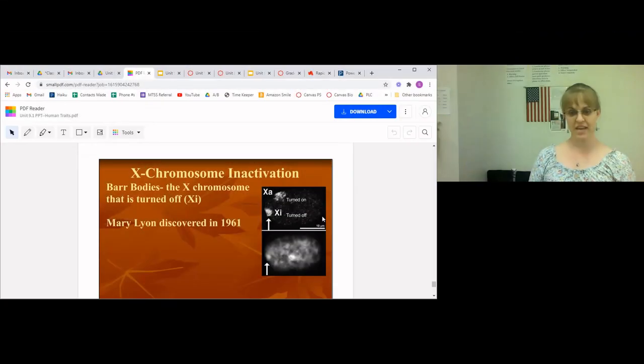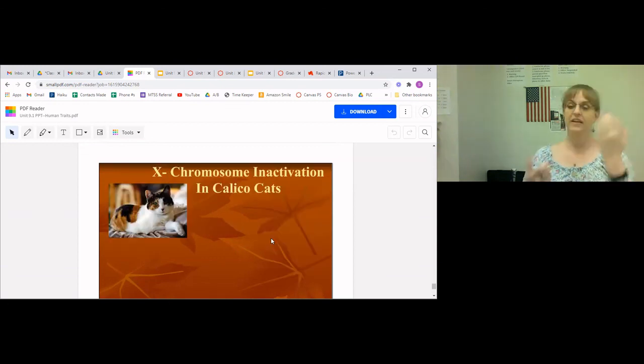Finally, when it comes to the X chromosome, remember that females have two copies of this X chromosome. Often, one of these chromosomes is turned on and one is turned off in a part of a female's body. This is how calico cats can have three colors. This is also why calico cats are almost always female.